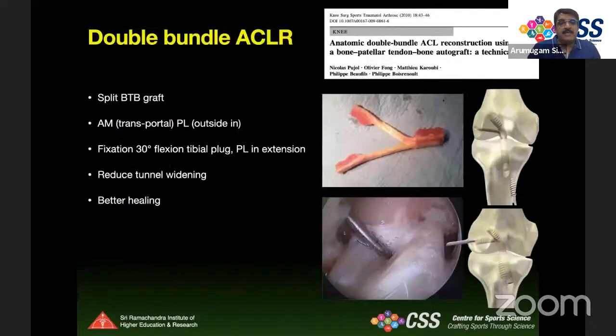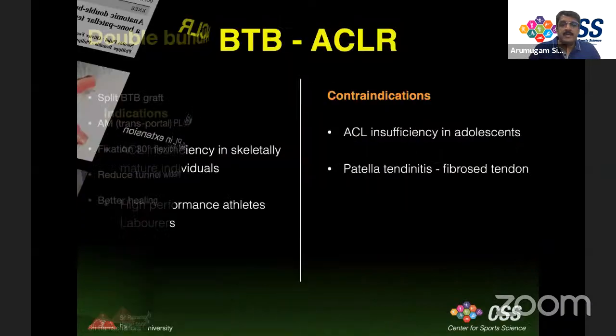And with double bundle ACL reconstruction, another myth was that we can't use the BTB graft. Of course, double bundle ACL reconstruction has gone out of favor. Hardly very few people do that. But even then, if you really want to do it, the BTB version 2 is more versatile. You can do it, with this paper published almost 10 years ago. It's possible, but I'm not a believer of double bundle, so I haven't done that.